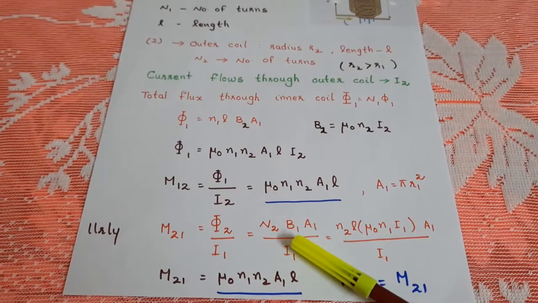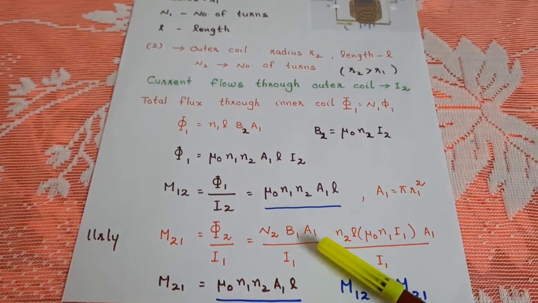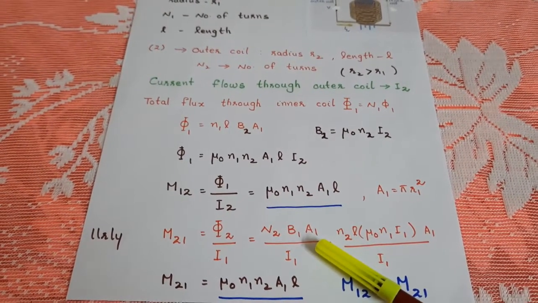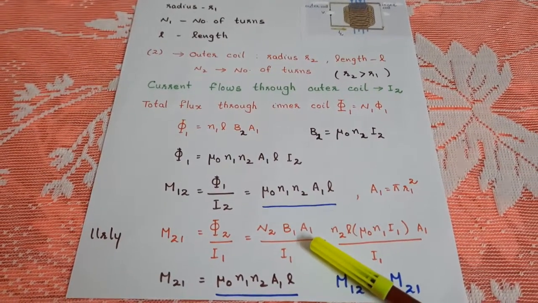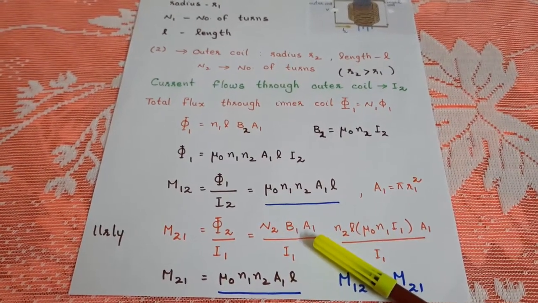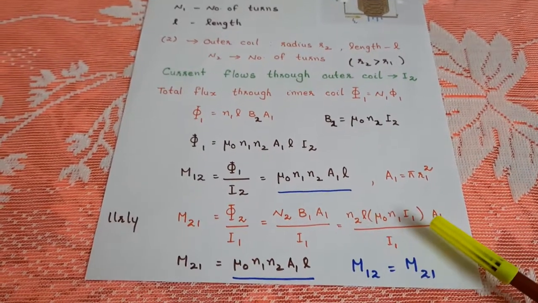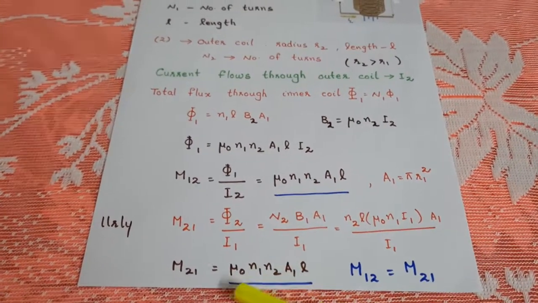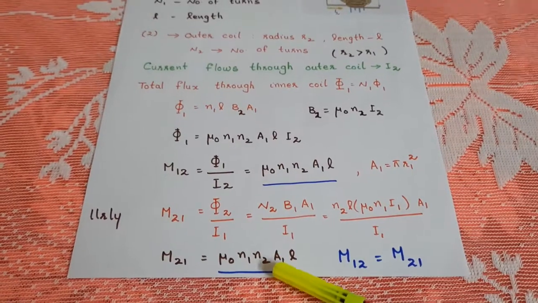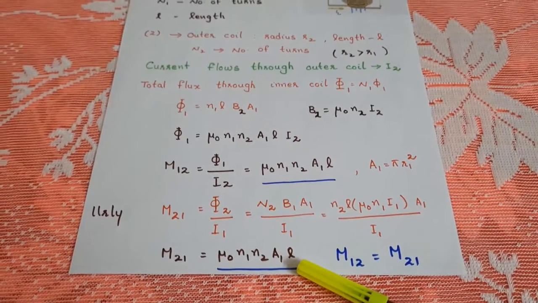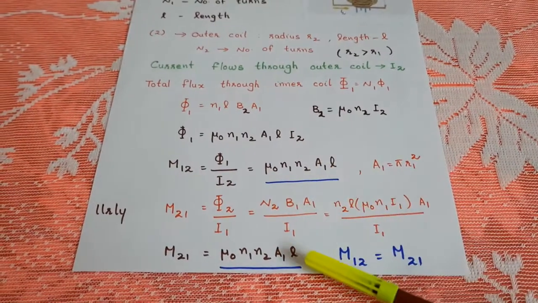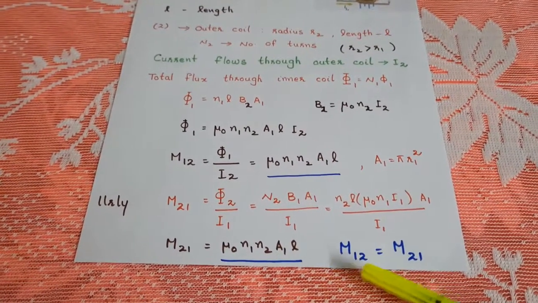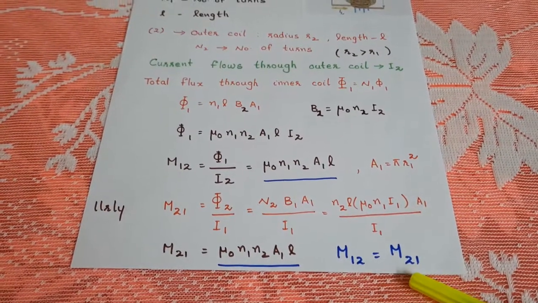But the field B1 exists inside the solenoid, inside the inner coil only. So the area A1 is taken. So M21 is mu0 n1 n2 A1 L. So from these two equations, it is clear that M12 is equal to M21.